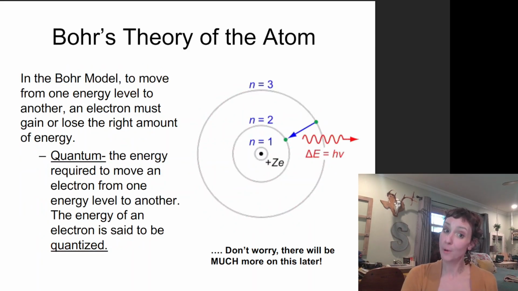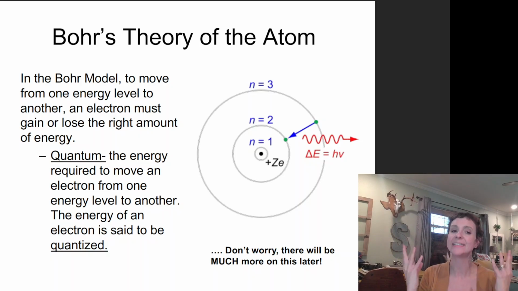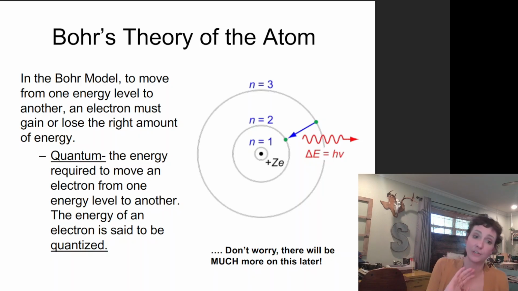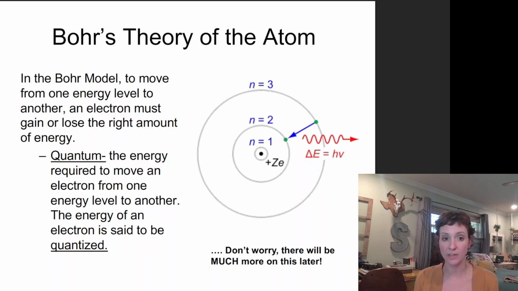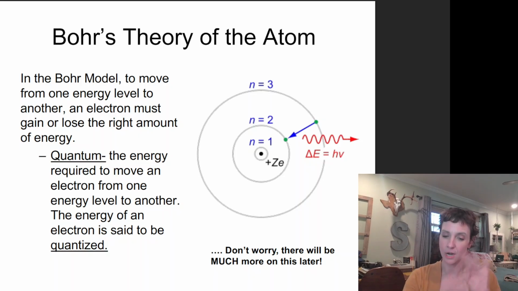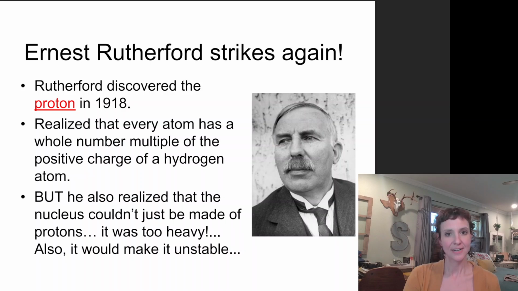In the Bohr model, to move from one energy level to another, an electron must gain or lose the right amount of energy. This is where a quantum comes in. A quantum is the energy required to move an electron from one energy level to another. The energy of the electron is said to be quantized. I'm going through that very quickly because we're going to have an entire lesson on this and you guys are going to love every second of it. So do not worry. We're going to talk more about this later. Let's move on.